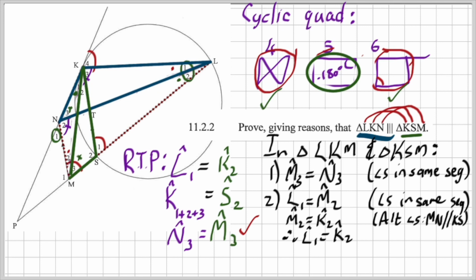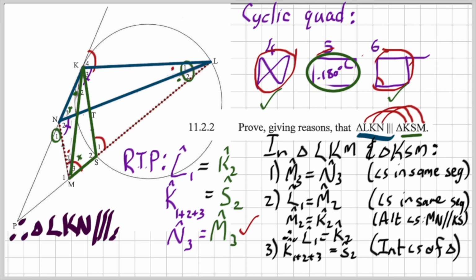Automatically, ladies and gents, K1, 2, and 3 is the same as S2 because of interior angles of a triangle. Remember, you just need two pairs of angles that are equal, and the third pair will always be equal because of interior angles of a triangle. So let's finish off the sum. Therefore, triangle LKN is similar to triangle KSM because of angle, angle, angle. Whew, this is a beautiful sum.